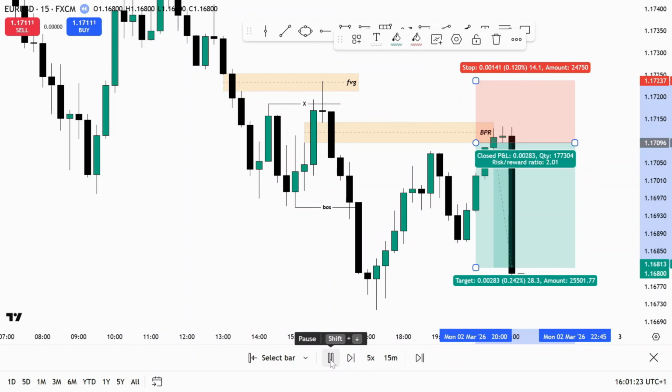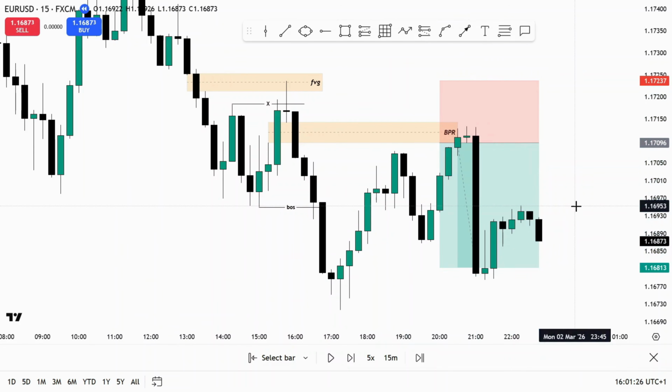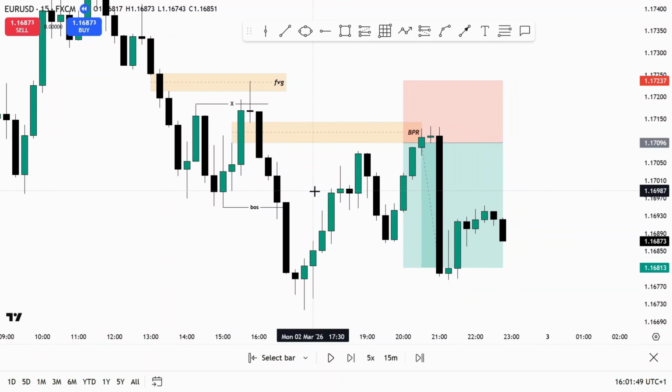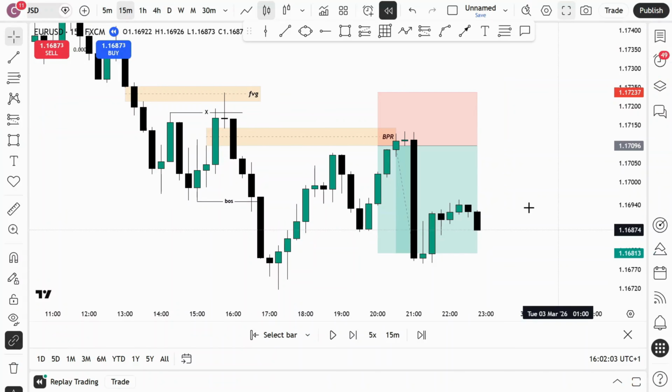As you can see, just within one candle, price hit our take profit. Now, this is exactly why I said having context is very important. Because in this example, we didn't just have a balanced price range. We had a liquidity sweep, a reaction from a fair value gap, a break of structure, and a clear displacement. That's a full story. And when your setup has that kind of story behind it, your probability increases. You can see how price came back into the balanced price range and almost immediately reacted strongly to the downside. That's the difference. Let's look at another example.